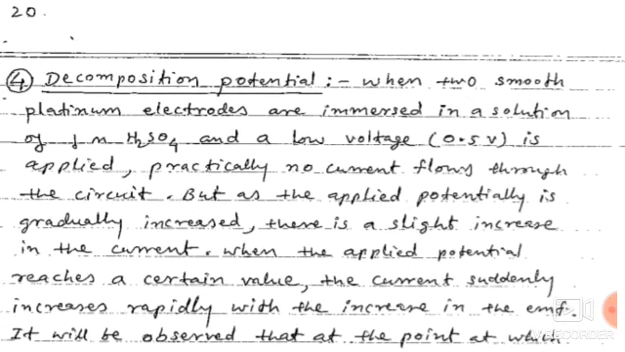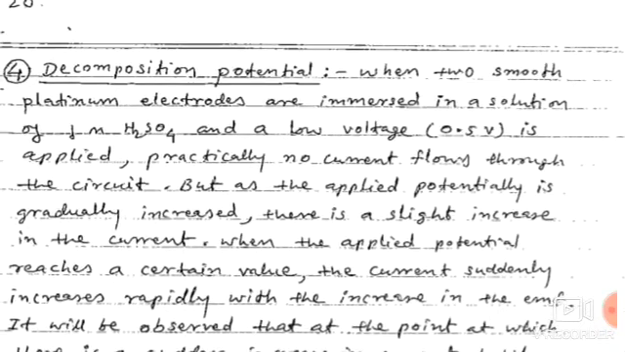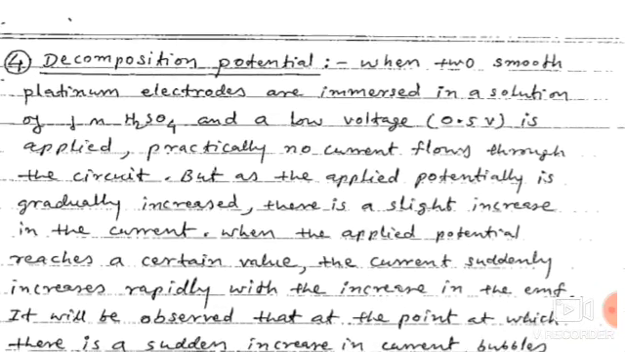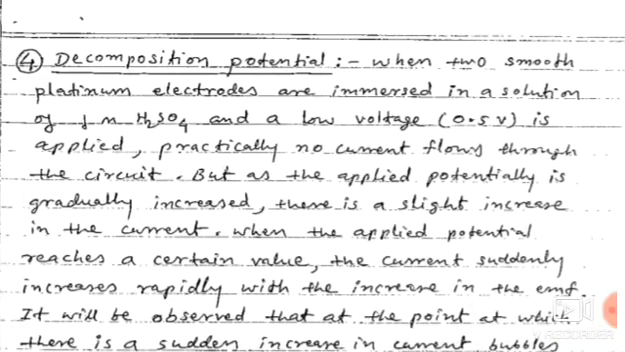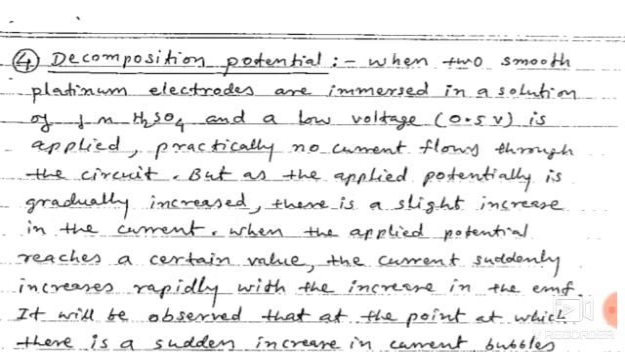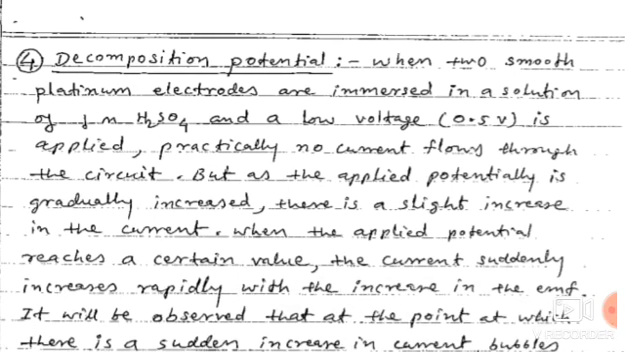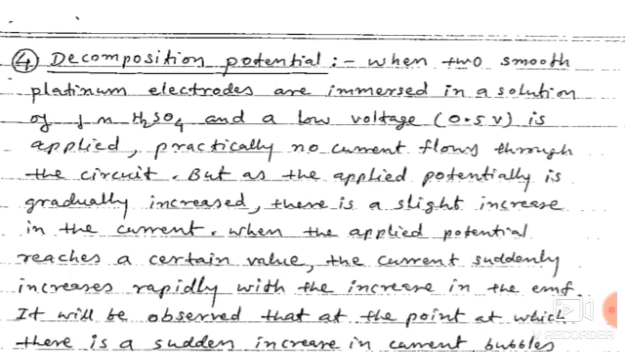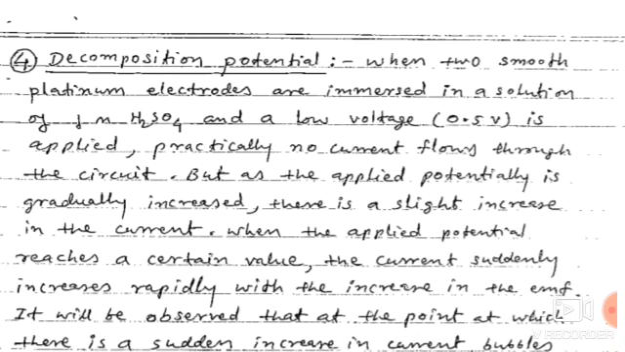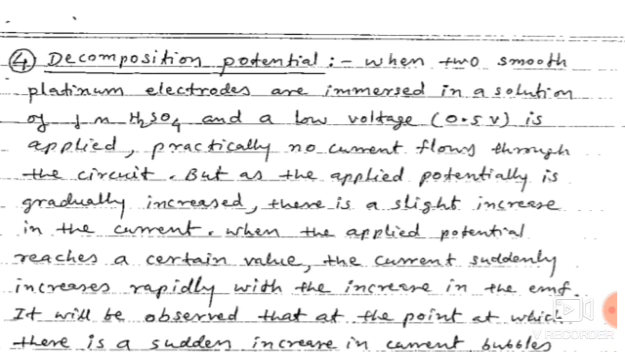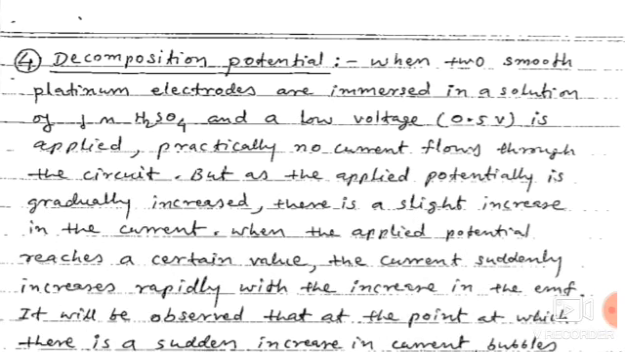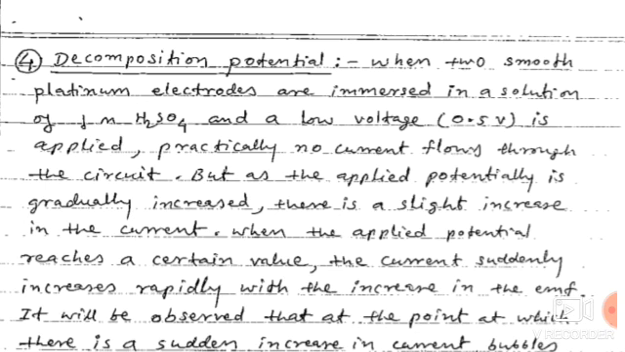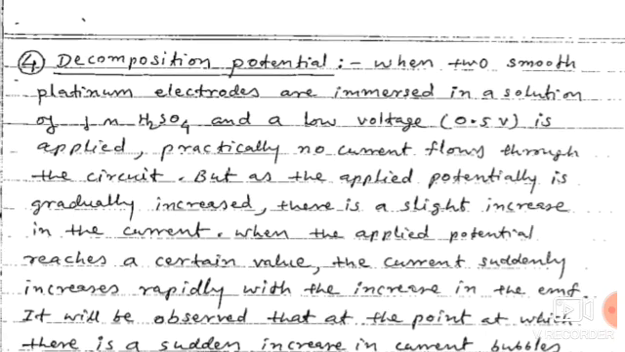Example is given. When two smooth platinum electrodes are immersed in a solution of 1 molar H2SO4 and a low voltage of about 0.5 volt is applied, what happens? Practically there is no current flowing through the circuit at the initial stage. Practically there is no current flow through the circuit.